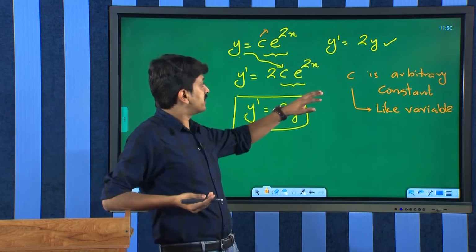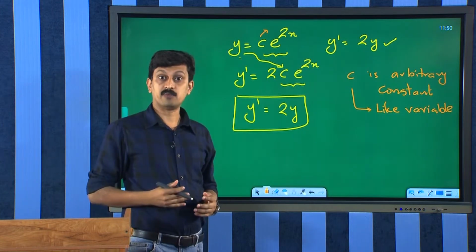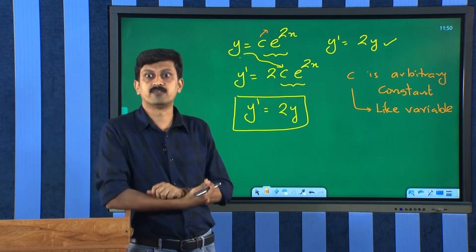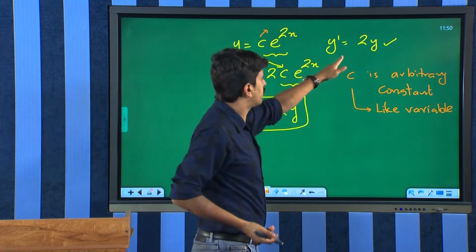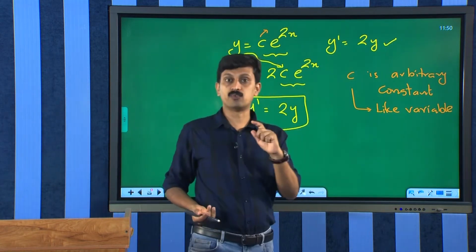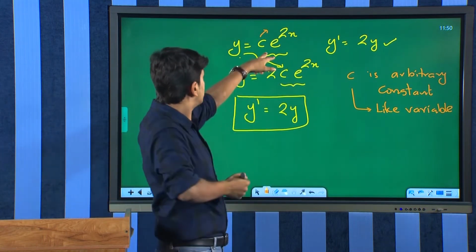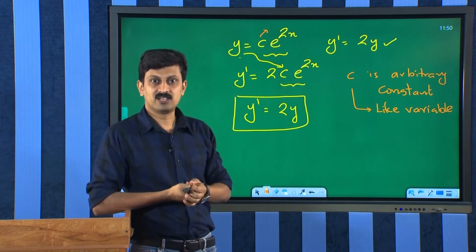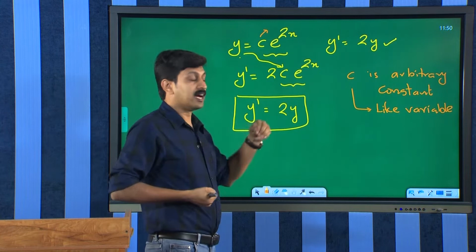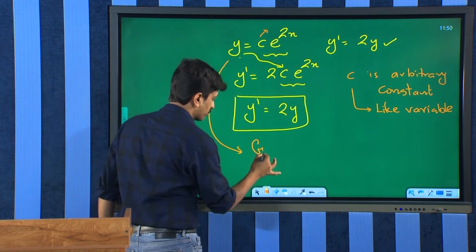Because c is an arbitrary constant, there are infinite possibilities for c. So what is the meaning? The differential equation y dash is equal to 2y may have more than one solution. According to this, we can say that it may have infinitely many solutions. So I would like to call this solution a general solution.